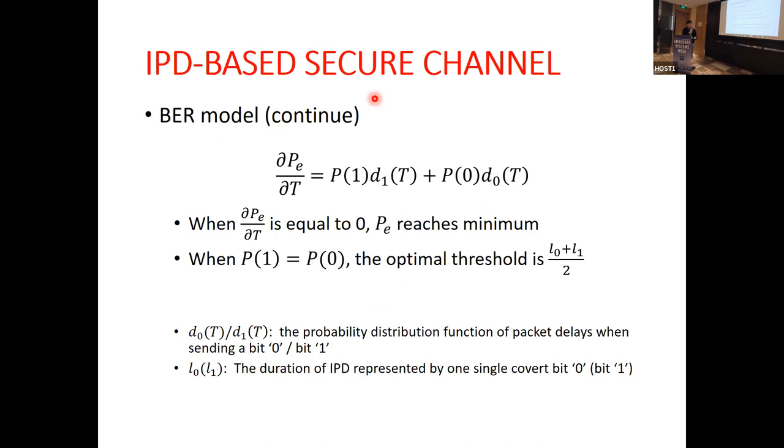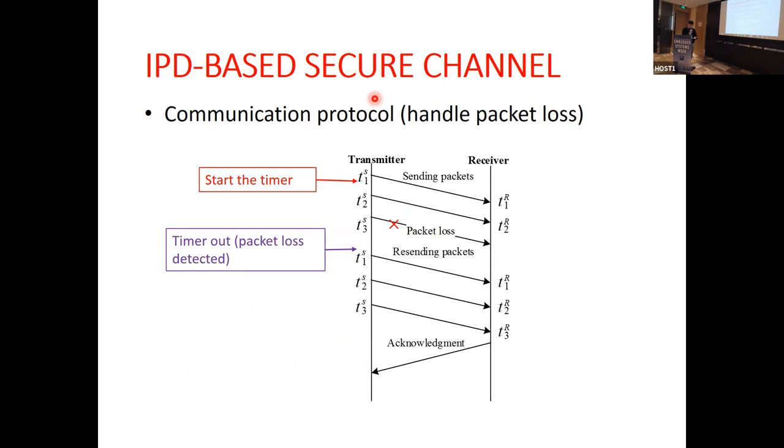Since the malicious node occasionally drops packets, we proposed a communication protocol to handle packet loss. Once the packet is sent, the transmitter starts the timer. If the timer times out, it is considered that there is a packet loss. And then the transmitter resends the packets until it receives an acknowledgement from the receiver.